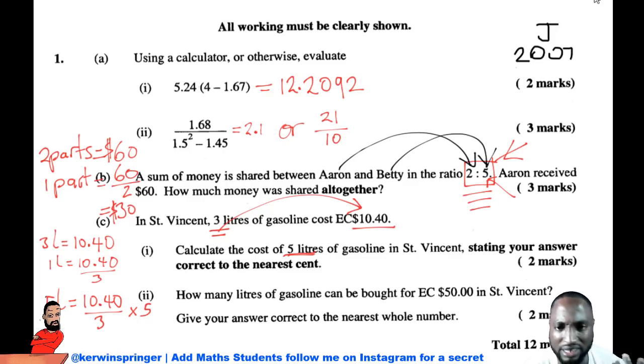People are getting 14 liters. Let me see if the answer is something alright. 3 by 5, 15. Yeah, 14. That's not right. To the nearest whole number, 14. Now, how did you get your answer?